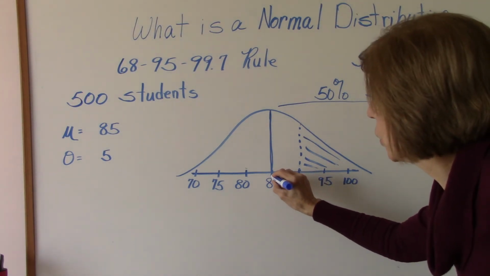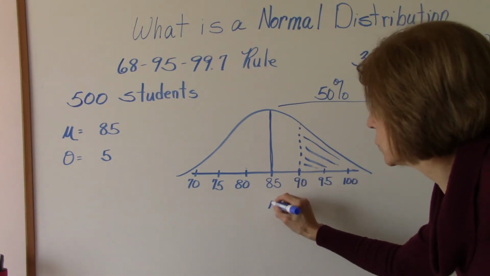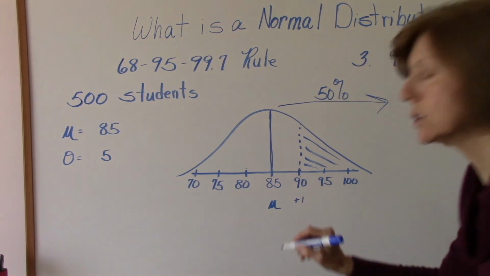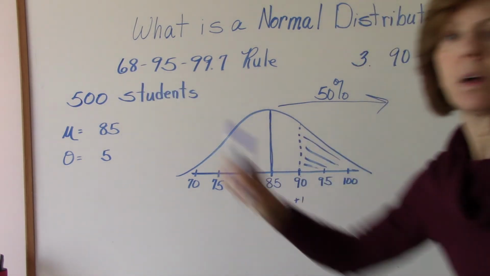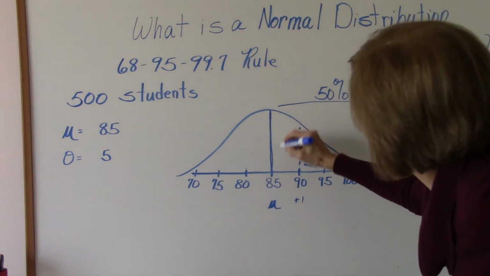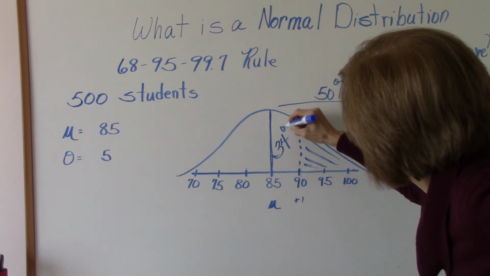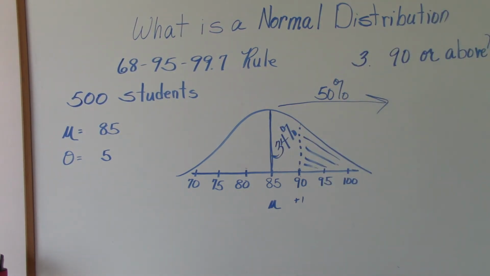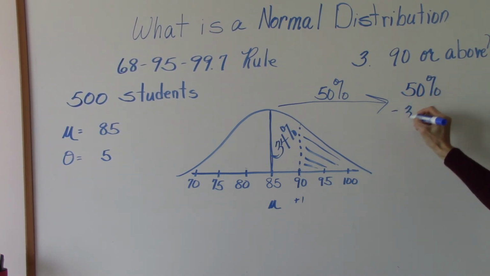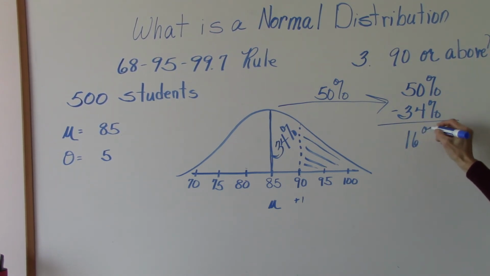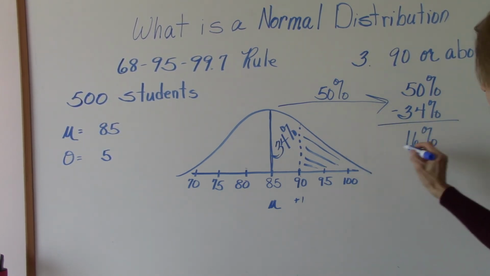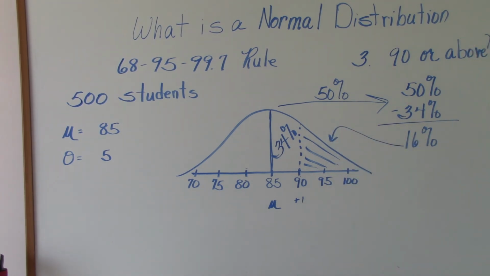We also know that between 85 and 90, which is from the mean to 1 standard deviation above the mean, that is half of 68. So this in here is 34%. So we can say 50% minus 34% leaves me with 16%. That 16% is this right here.